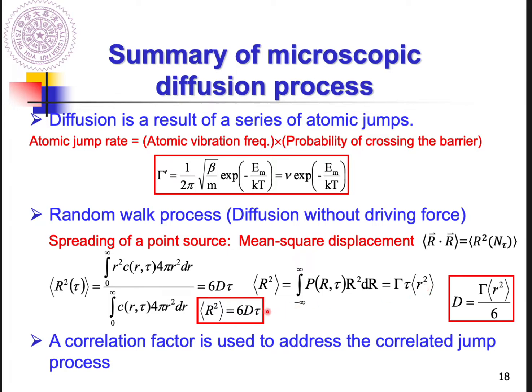So we equate these results, and then we can get a beautiful relationship: the diffusivity equals the total jump rate times the mean square jump distance divided by 6. But this result can only be applied to the random walk process.